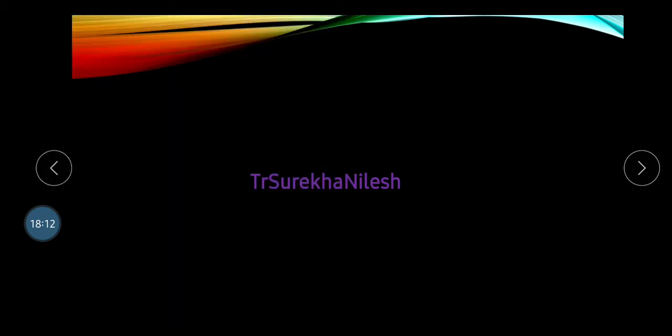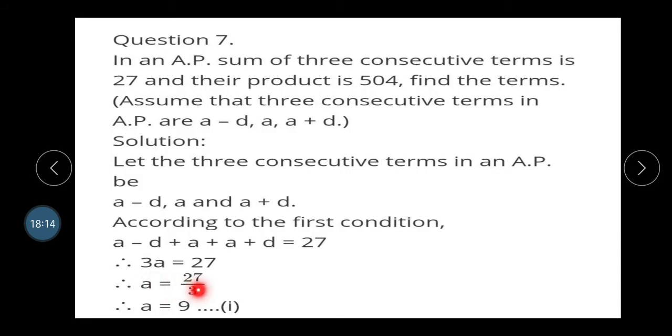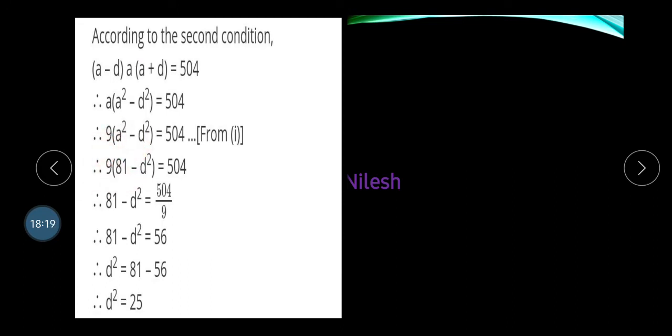I'm sorry, 504. So here 9 into A square minus D square equal to 504. That is from 1. How from 1, students? See, A is given as 9. So we have substituted this A as 9 over here. So 9 into A square, where A square is 9 squared, which is 81.